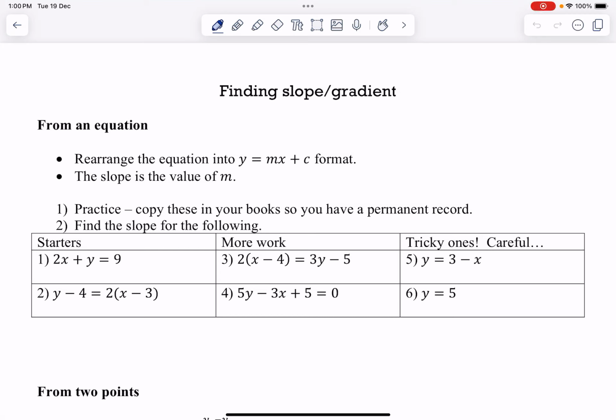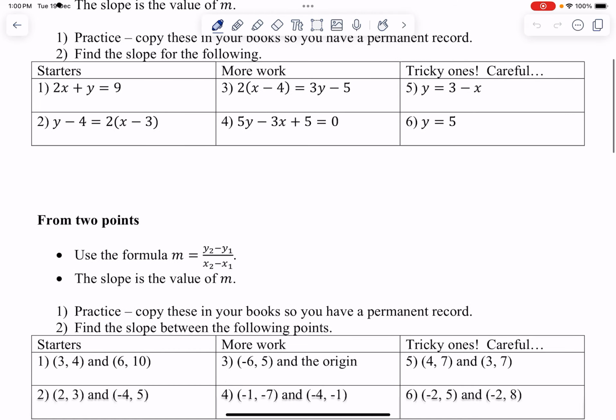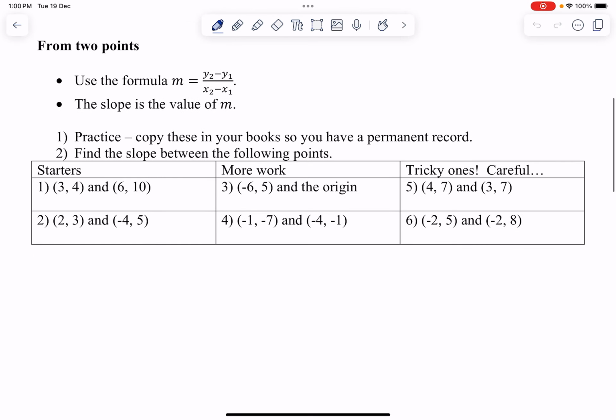Hello students, in this video we are going to see how to find the slope or gradient of a line. We have three different cases or situations. From an equation we will look at in the next video or another video. So in this one we will look at two cases. From 2 points is the first one. If you are given coordinates of 2 points, we can use this formula, which is here.